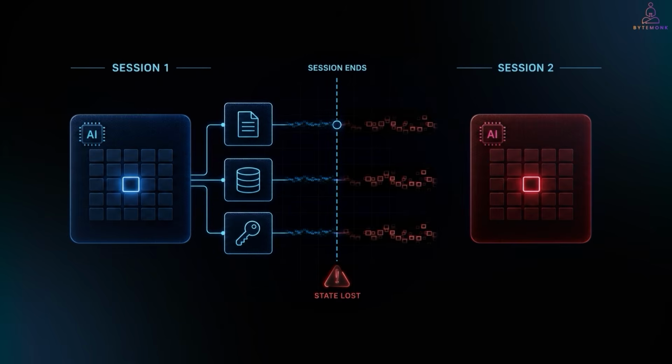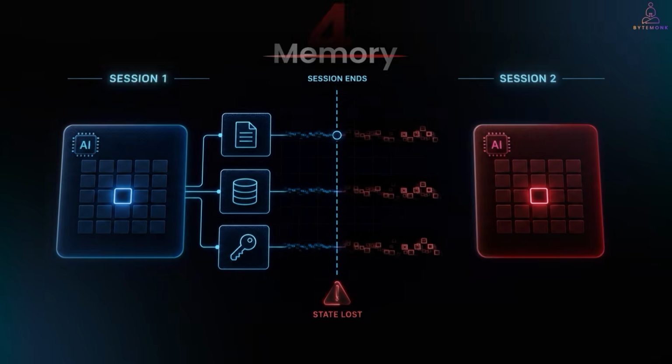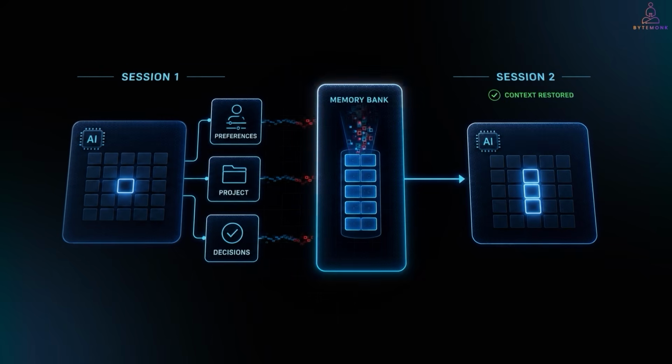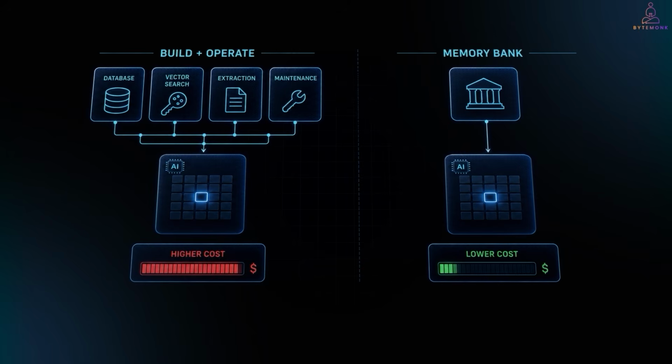And problem 4 is no memory across sessions. If you close the session, by default the agent forgets everything, no memory of user preferences, no memory of the project, nothing carried forward. Memory Bank fixes this. It generates and stores long-term memories from past conversations so the agent doesn't start from zero every time a new session opens. And it also costs less than just running your own database, let alone the intelligence baked into it.